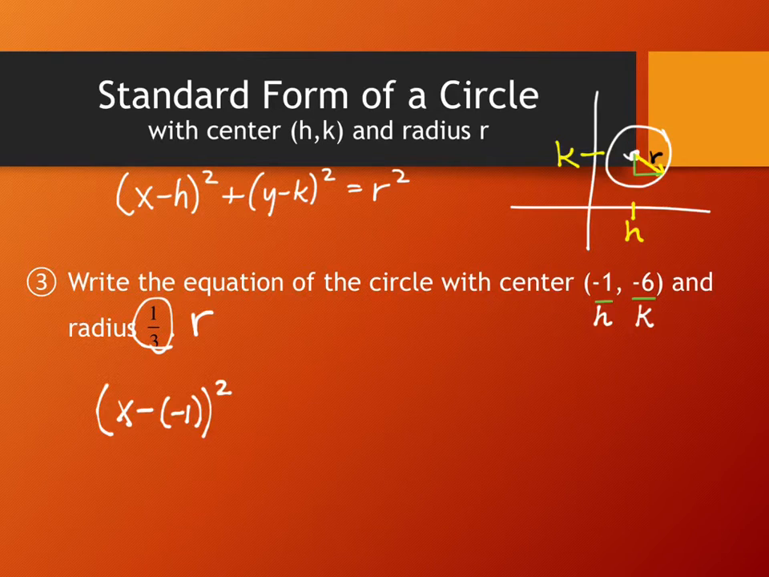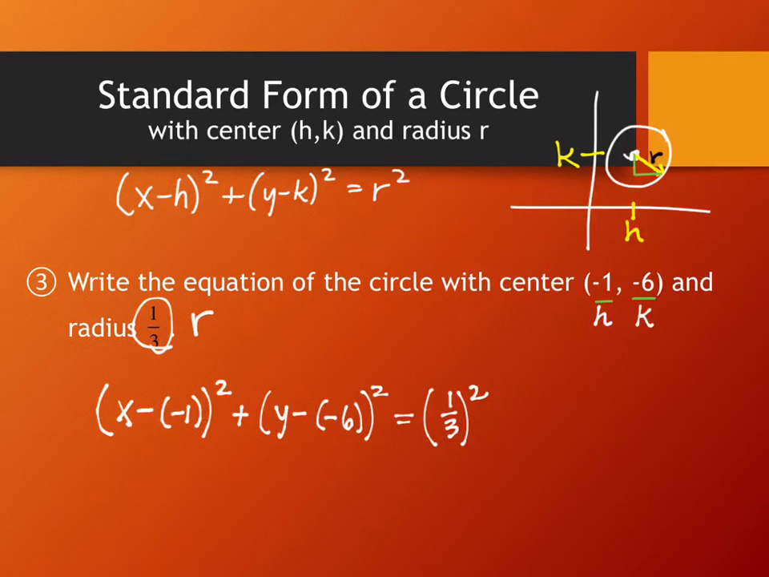If you jump to that too, that's fine. I don't have a problem with that. But that's what's really going on, is I have minus a negative. And then I have y minus, and again, I actually have a negative 6, so it's y minus negative 6. In a moment, it'll be y plus 6 squared. And it's supposed to equal 1/3, because that's my radius, squared.